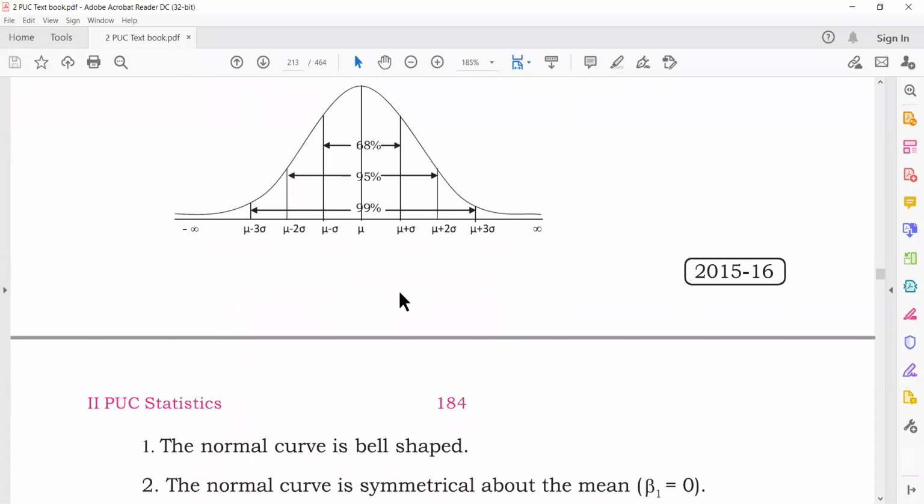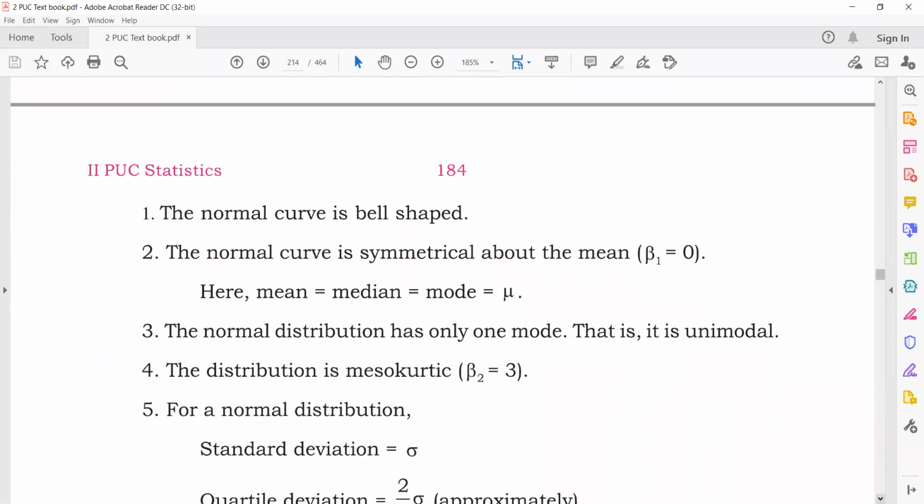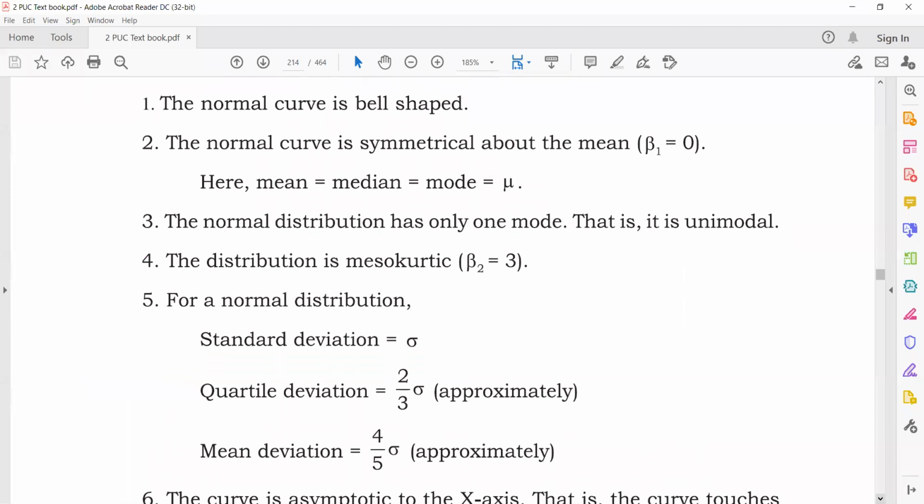interpret this. If you have any normal data, 99% of the data values you will observe within mu minus 3 sigma, mu plus 3 sigma, 95% within 2 sigma limits, and 68% within 1 sigma limit. Now coming to the other properties like measures of central tendency, measures of skewness, kurtosis, for a normal distribution, you need not derive it using the formulas of mean or the formulas of kurtosis, moments, etc. They are actually obtained based on the values of mu and sigma.